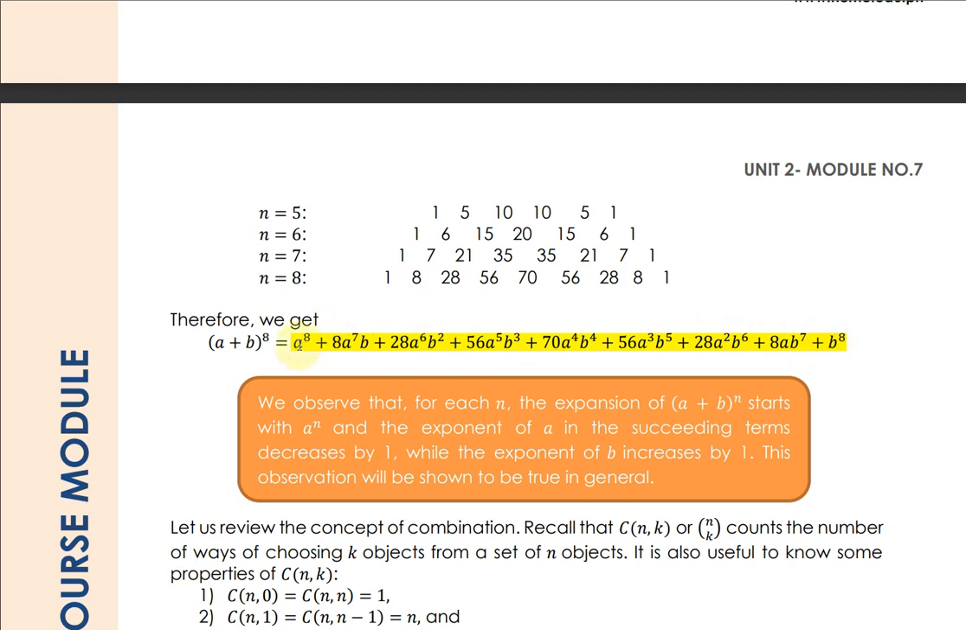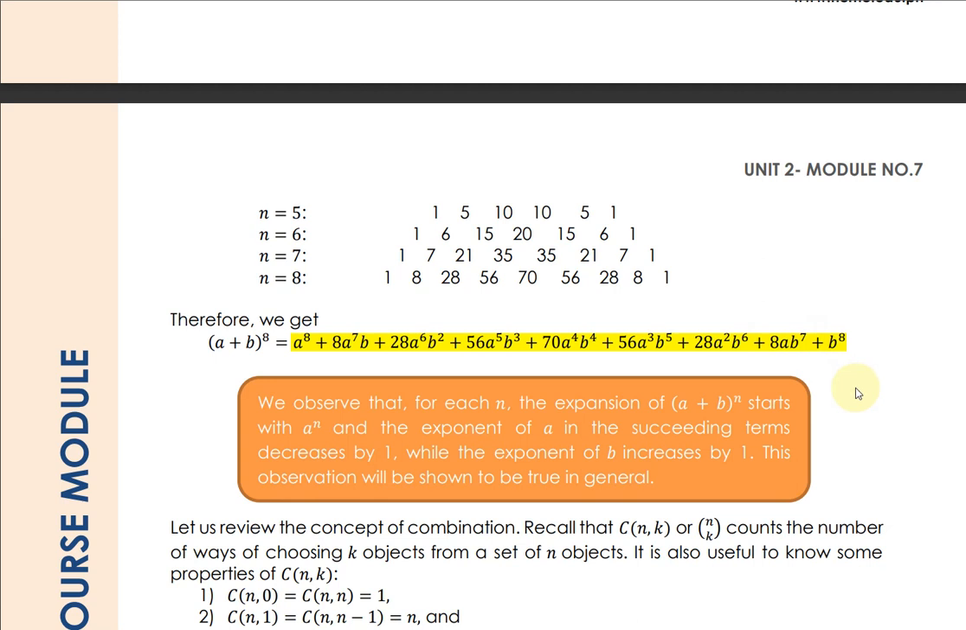So, for the a and b part, as I have said, a is decreasing in value from n, so a to the power of n, so that is a to the power of 8. Then it decreases: a to the power of 7, 6, 5, 4, 3, 2, 1, and 0. While b increases from 0. So, 0, then we have b to the power of 1, b to the power of 2, 3, 4, 5, 6, 7, and 8. Okay?